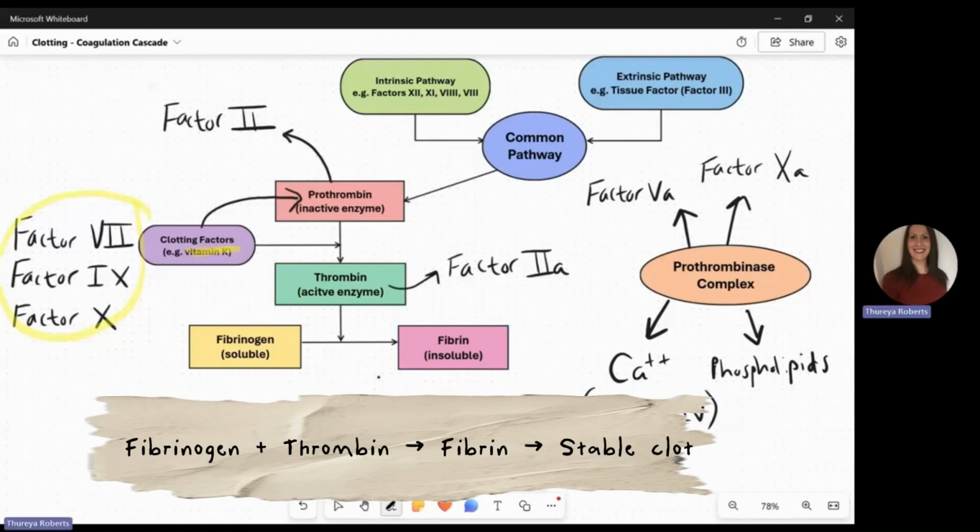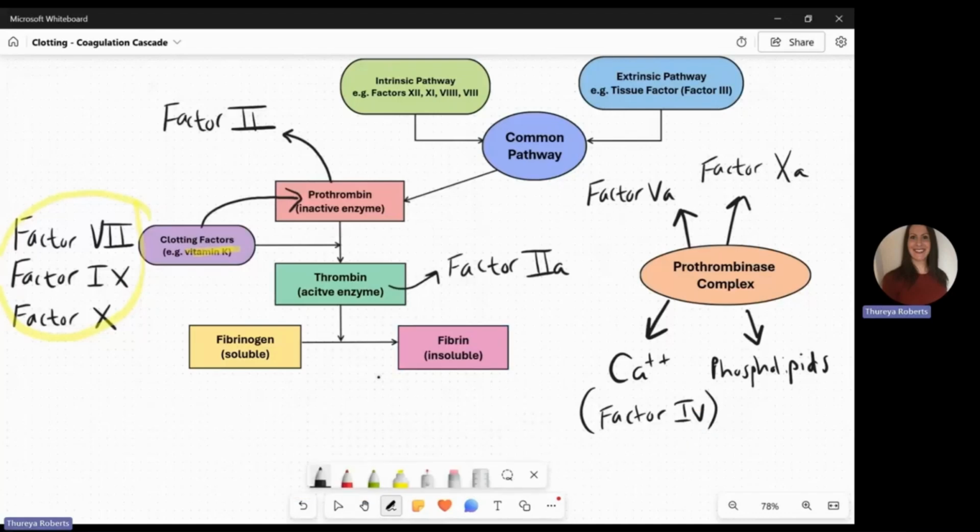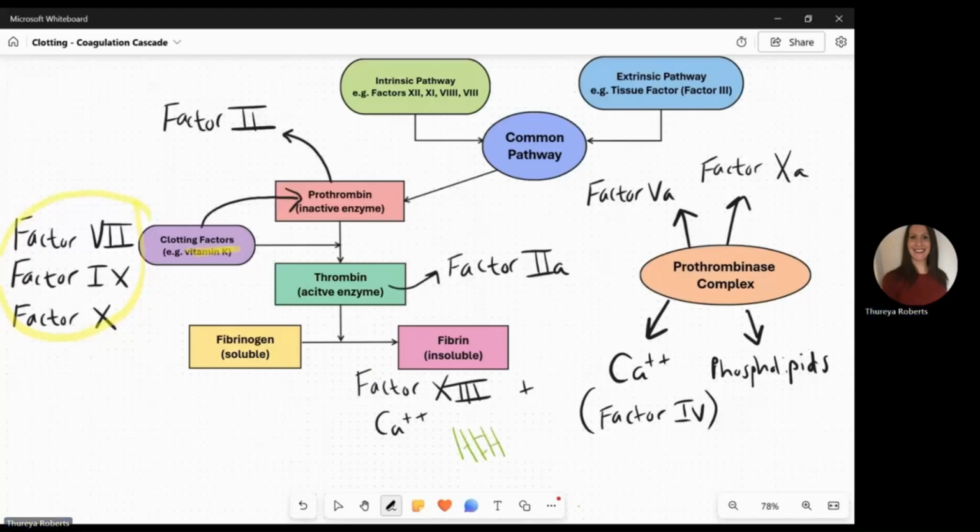In the final step, the fibrin mesh is reinforced to make the clot stronger. This happens when we have factor 13, plus some calcium ions, which helps form cross-links within the fibrin strands. The cross-links help stabilize the clot so it can withstand the pressure of blood flow and protect the injured vessel while it heals. So let's quickly recap the key steps in the clotting cascade.